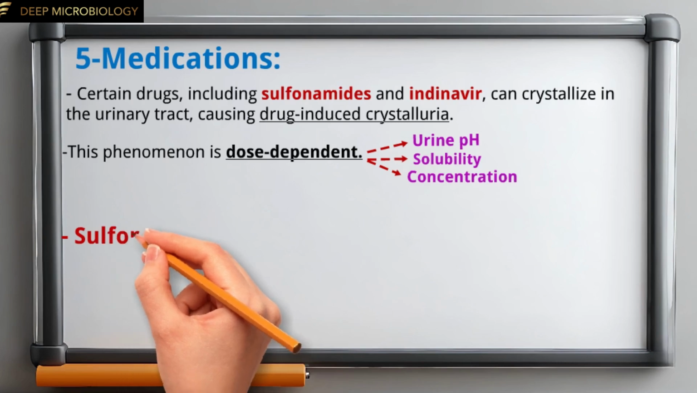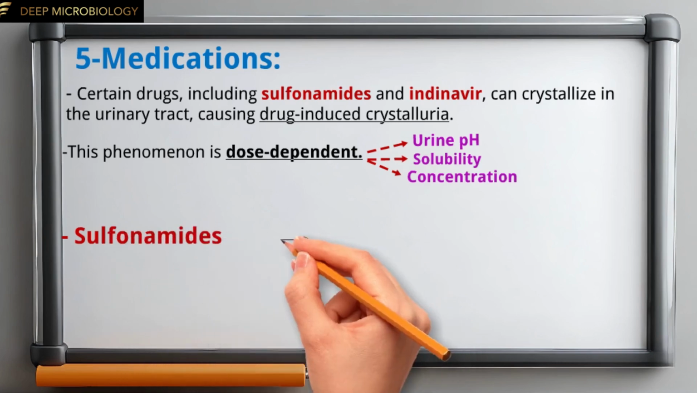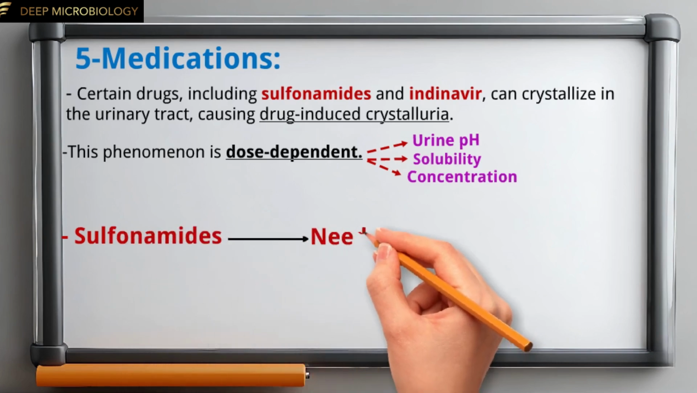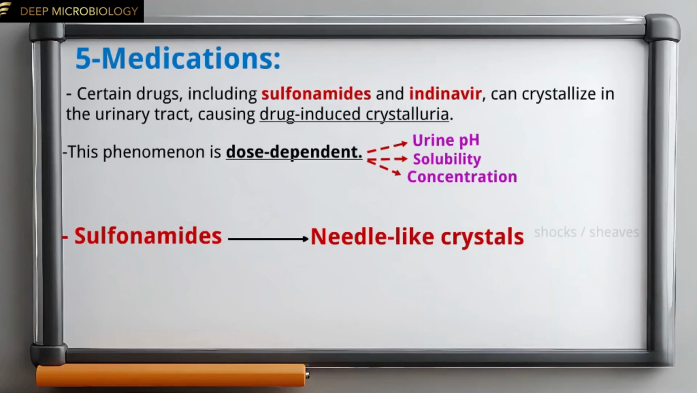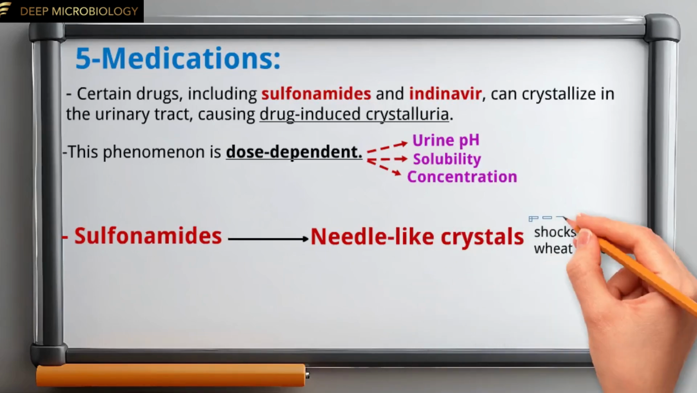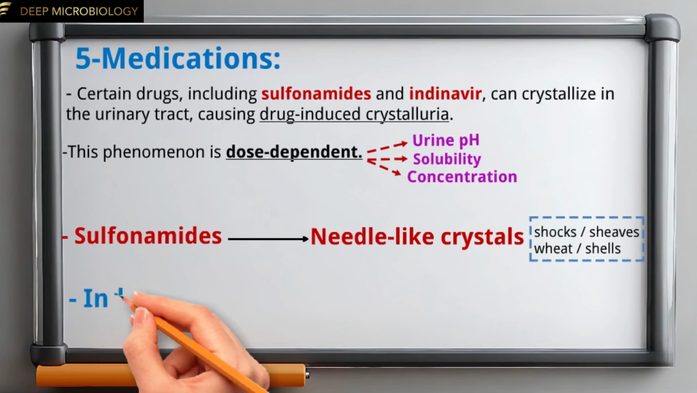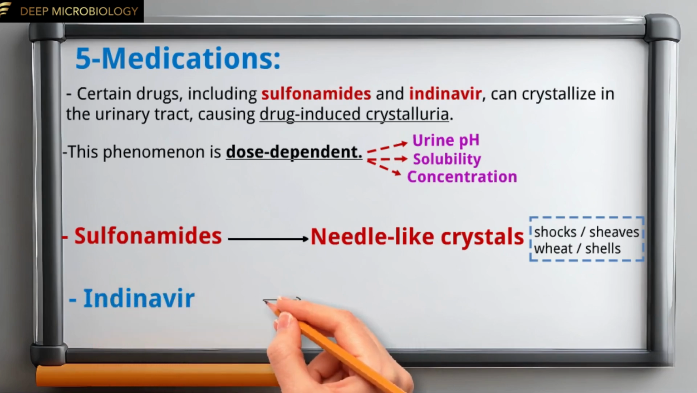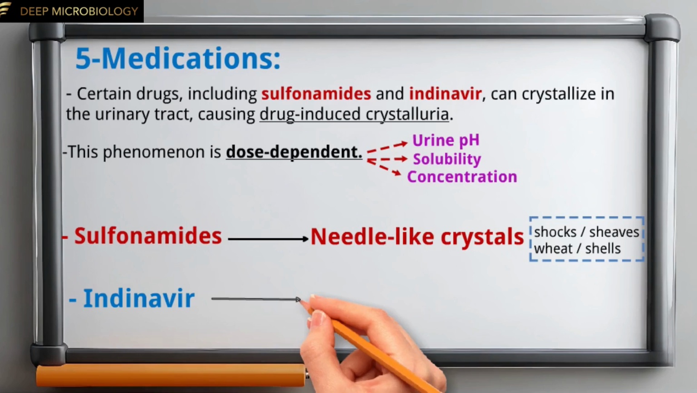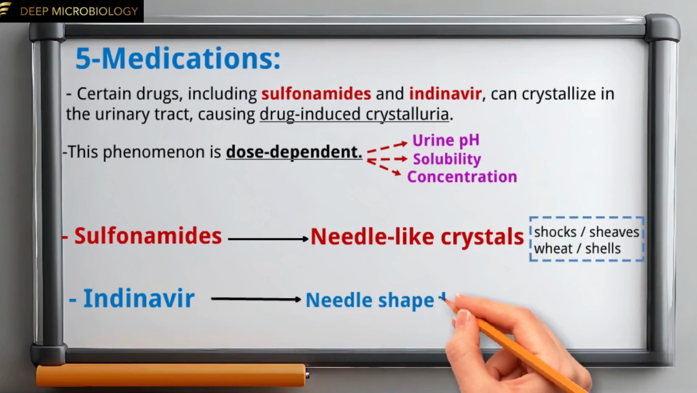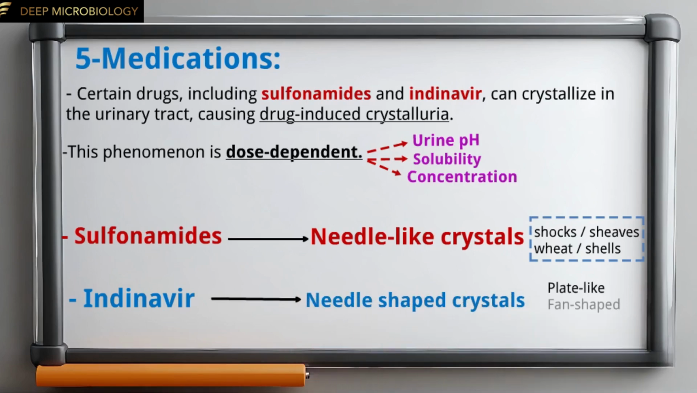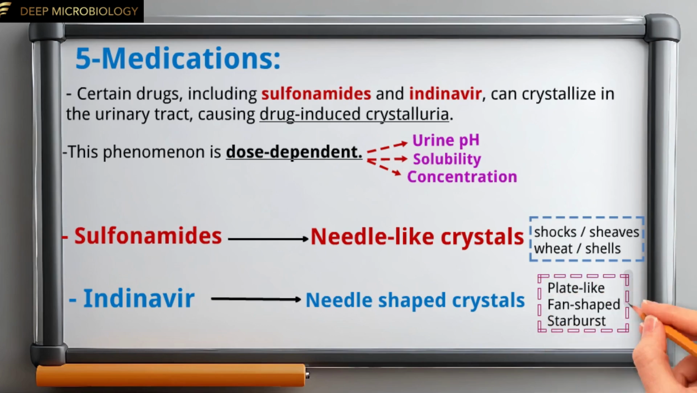The metabolites of sulfonamides may also form needle-like crystals, arranged into sheaves of wheat or shells, which can cause irritation and blockages. Indinavir, an antiretroviral drug, can crystallize in neutral or alkaline urine, forming needle-shaped crystals, often arranged into plate-like, fan-shaped or starburst patterns, and may lead to urinary obstruction or pain.